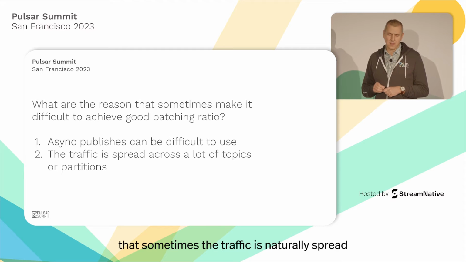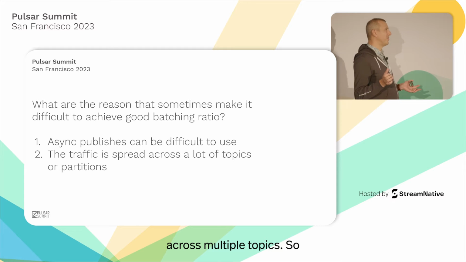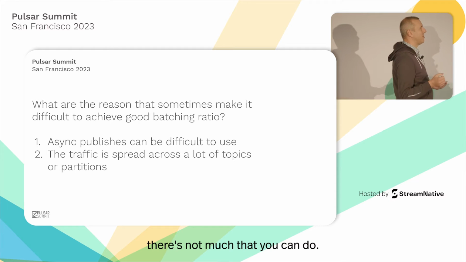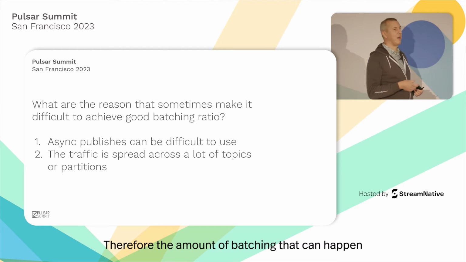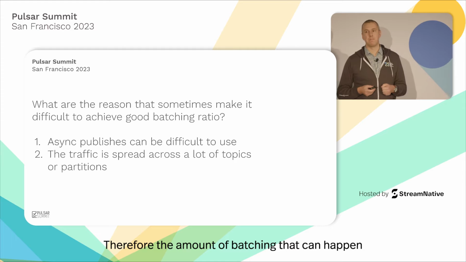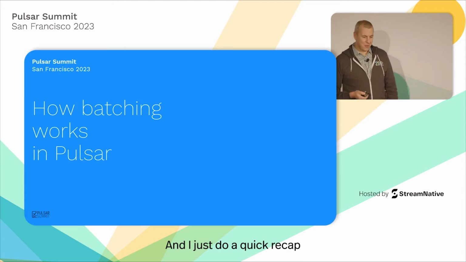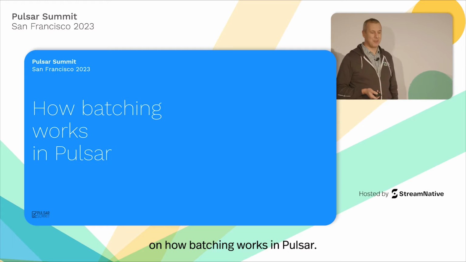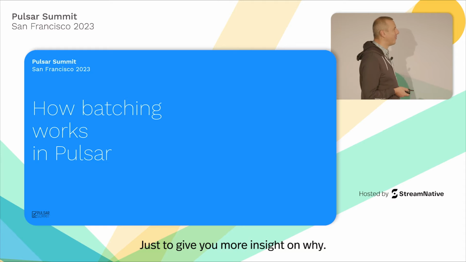The other part is that sometimes the traffic is naturally spread across multiple topics, so there's not much that you can do. The traffic per topic is lower, therefore the amount of batching that can happen is smaller. I'll do a quick recap on how batching works in Pulsar, just to give you more insight on why.